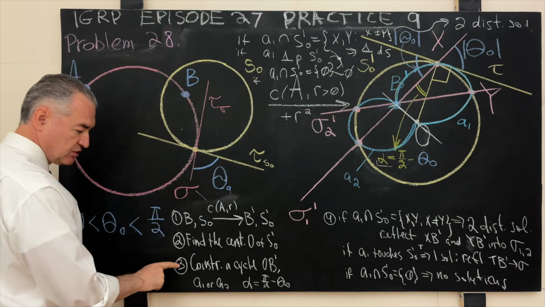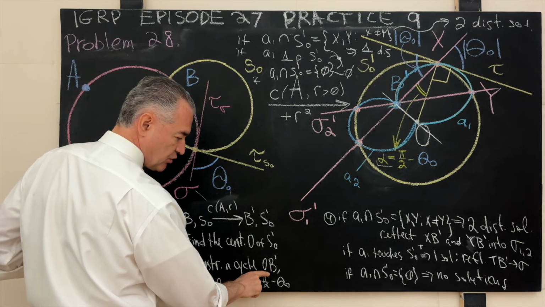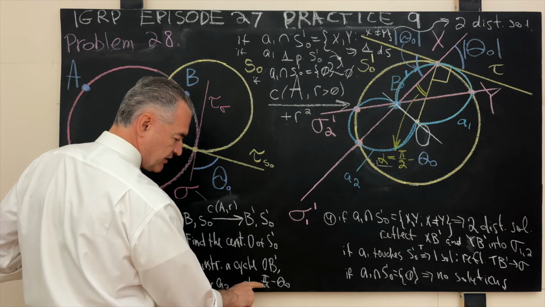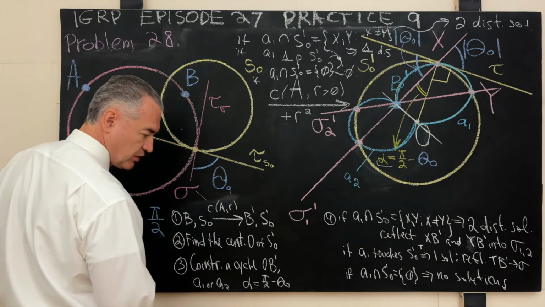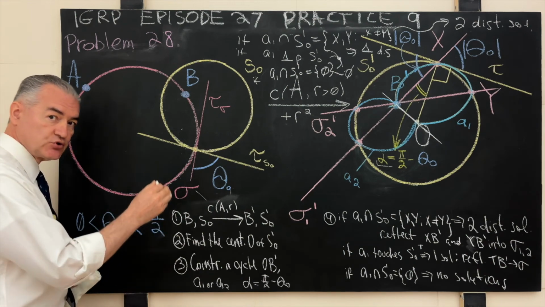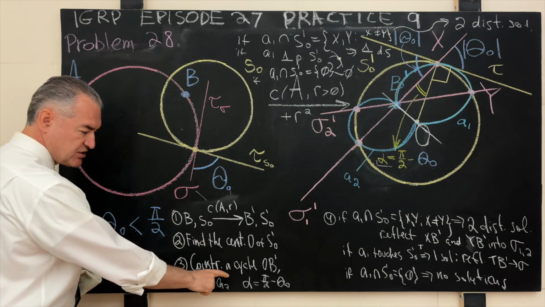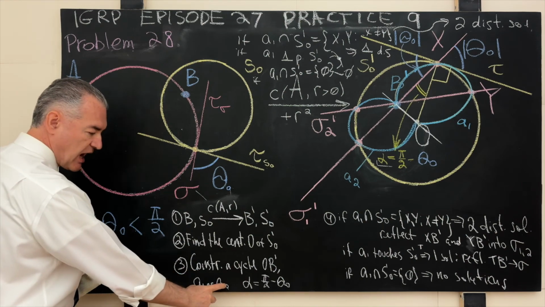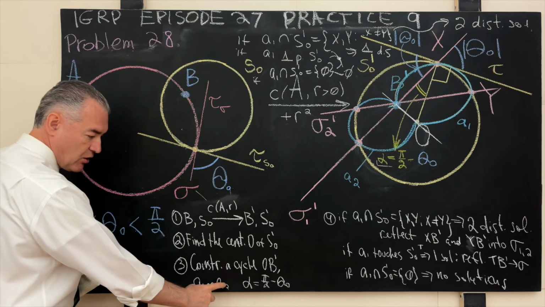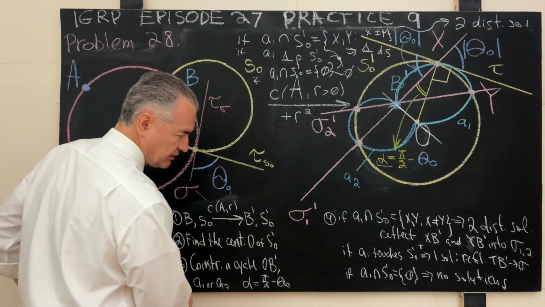We explain how to do it. Step number 3, construct a cycle on the line segment OB prime for the angle alpha, that is pi over 2 minus theta 0. Again, we explain how to do it. All these steps can be carried out with absolute certainty with Euclidean tools alone. You know how. Such a cycle will consist of 2 constant angle arcs, of which we only need to pick one, and we work with one. Let's say with this arc A1.